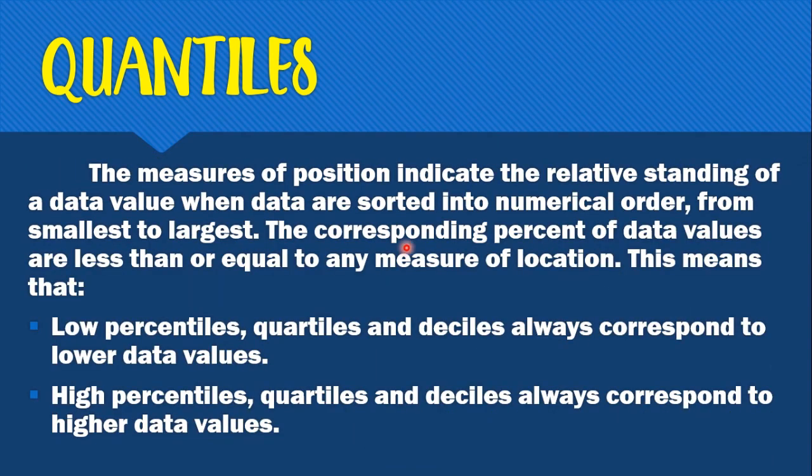So the measures of position indicate the relative standing of a data value when data are sorted in numerical order from smallest to largest. The corresponding percent of data values are less than or equal to any measure of location. This means that lower percentiles, quartiles, and deciles always correspond to the lower data values, and high percentiles, quartiles, and deciles always correspond to higher data values.